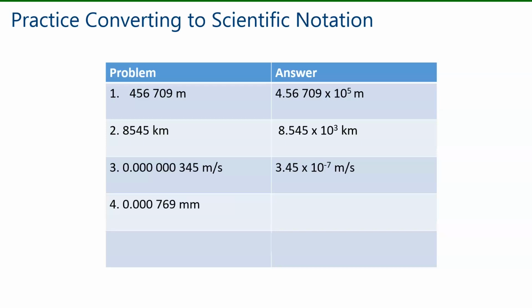Let's give this one a try. 0.000769 millimeters. And our answer is 7.69 times 10 to the negative 4 millimeters. We moved our decimal 4 places to the right, and that's where our exponent negative 4 comes from.